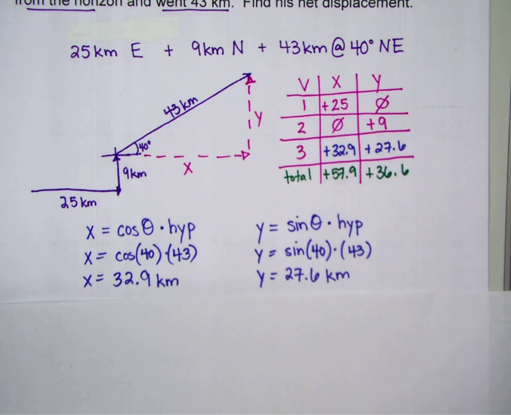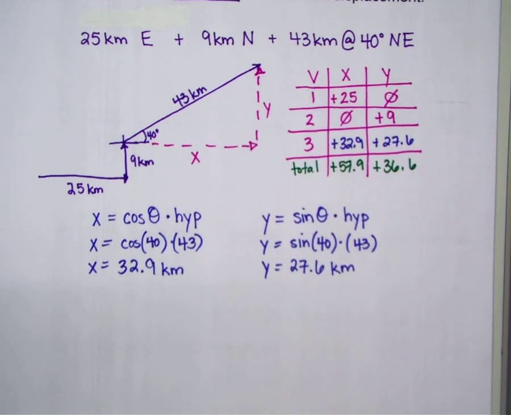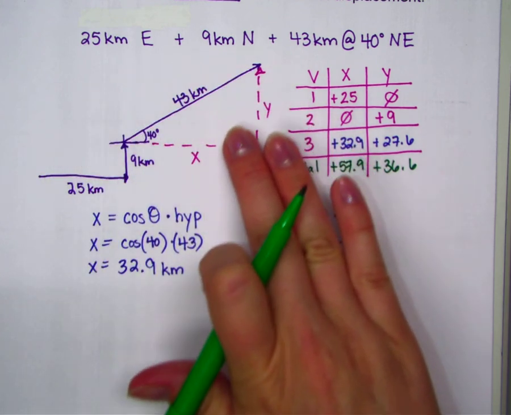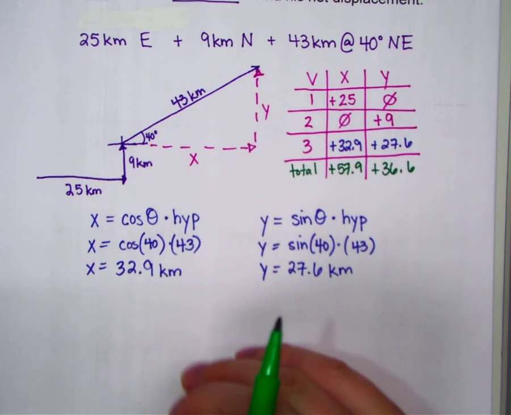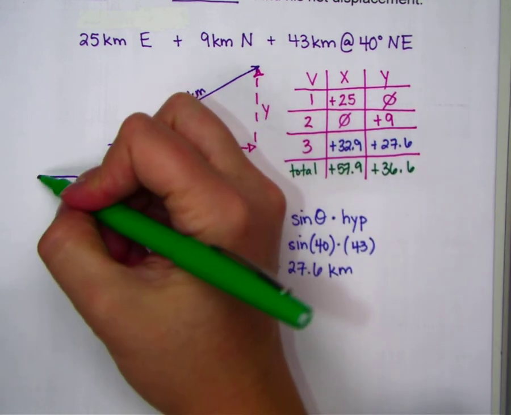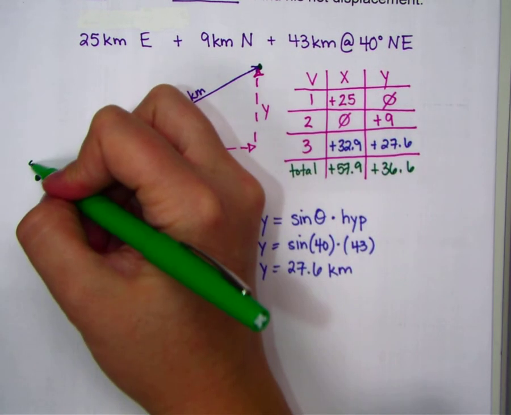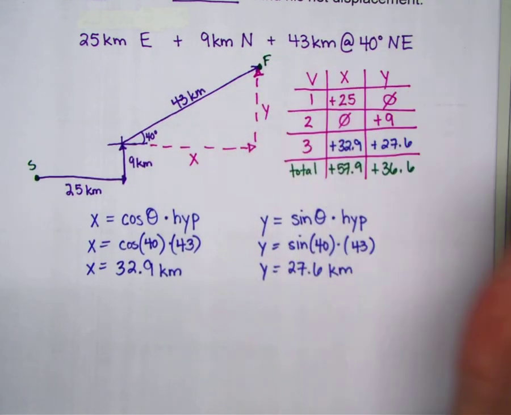Okay, now that you have your totals, you're going to draw a new triangle. This triangle is going to represent the entire sum of this whole picture here. Think of it as connecting this beginning point here to this ending point here, start to finish. And that's what you're trying to find. What is the overall displacement, the net displacement?